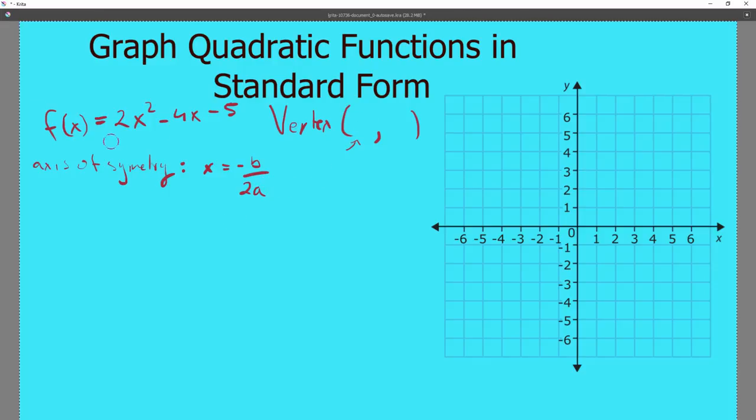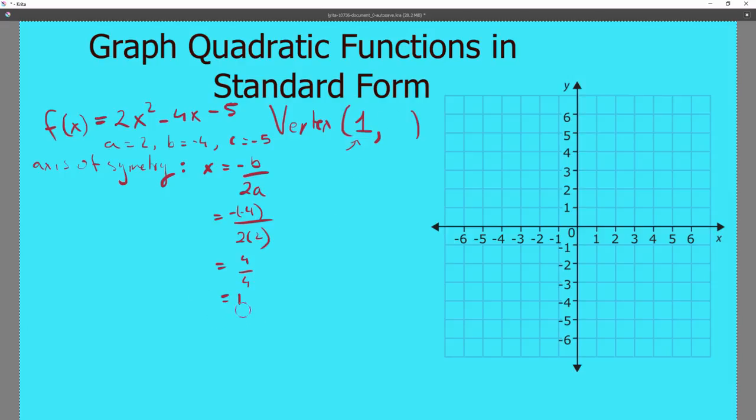So here my a is 2, b is negative 4, and c is negative 5. I plug b and a in, so negative b means negative of negative 4, so that becomes positive 4, and then 2 times a, which is 2 times 2. Positive 4 over 4 gives you 1. So I get 1 for my x.